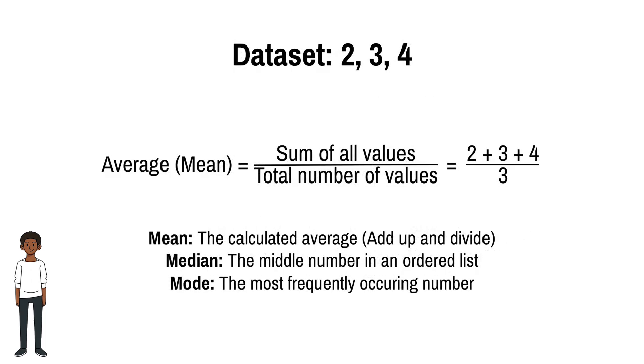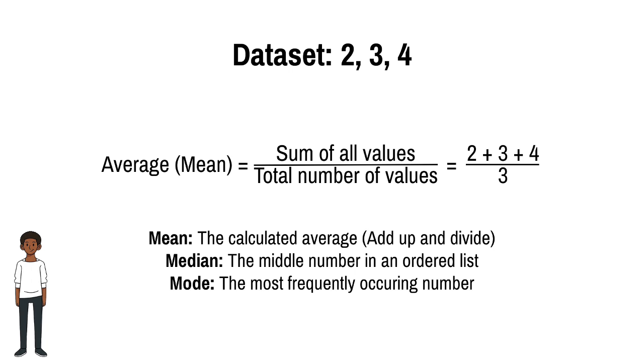Before we set up our equation, let's refresh what an average actually is. In statistics, the formal math term for average is the mean. It's one of the primary measures of central tendency, alongside the median, the middle number, and the mode, the most repeated number. How do you calculate the mean? First, add up all the numbers in your dataset. Second, divide that total sum by the number of items you added together.